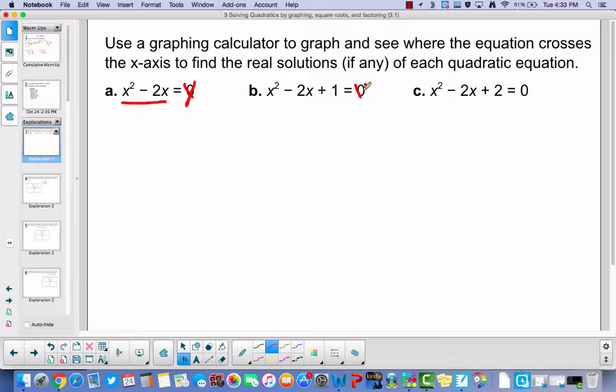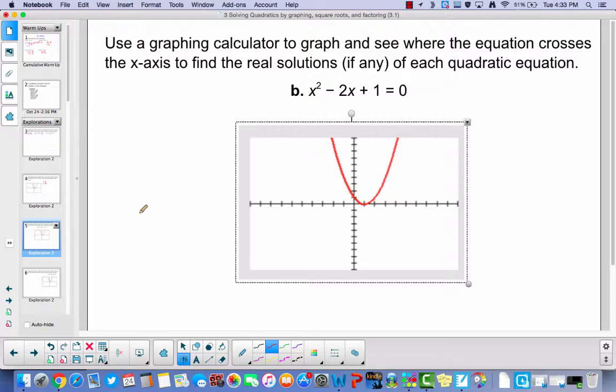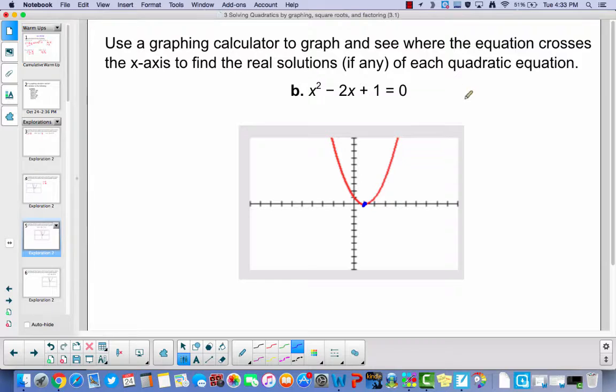Put this one into your graphing calculator. Pause it here so you can do that. Make sure you've got the x squared minus, use the subtraction key, 2x plus 1. What does that graph look like? It looks like that. Where does that cross the x-axis? Right here at that point when x equals 1. So there's only one solution to this one. It only crosses the x-axis at one point.